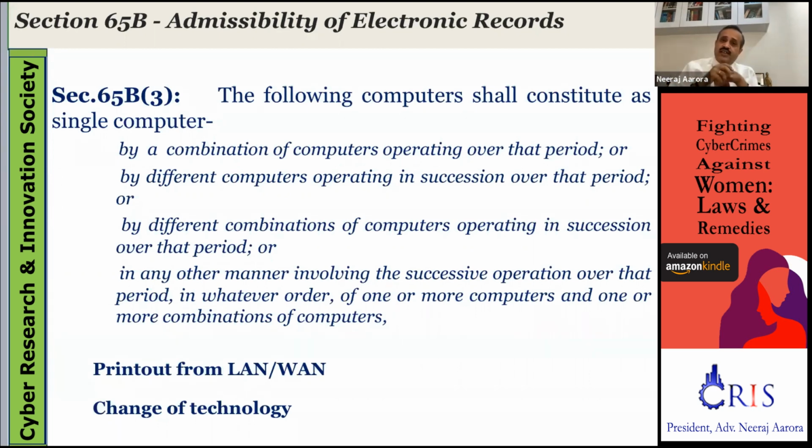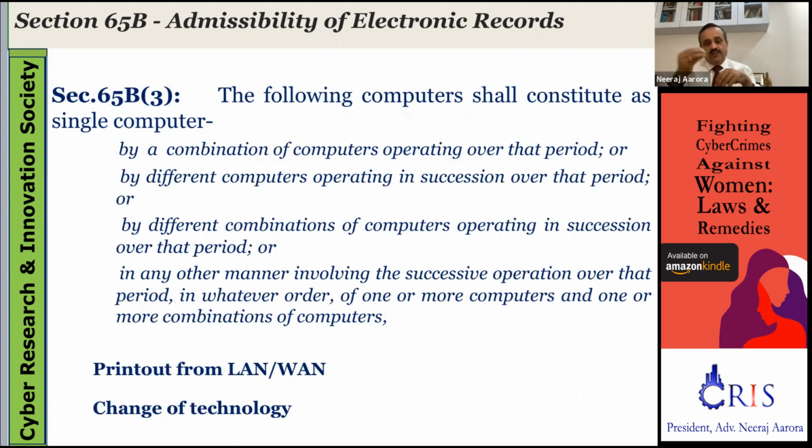So this section laid down the proposition that when there are a number of computers in succession, they would be treated as one computer for the purpose of section 65. Second, if there are a number of computers in a network, which may be LAN or WAN, they would be presumed to be one computer. So these are the two very important propositions.